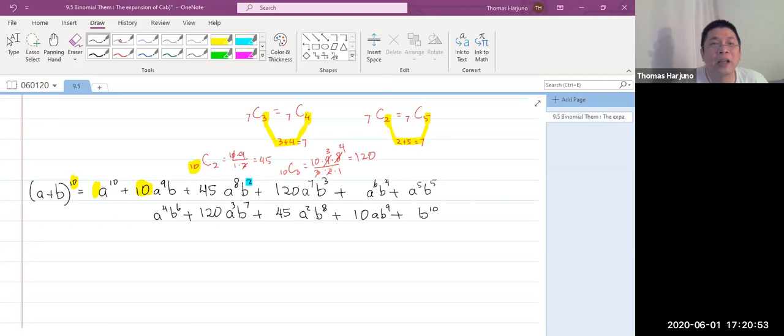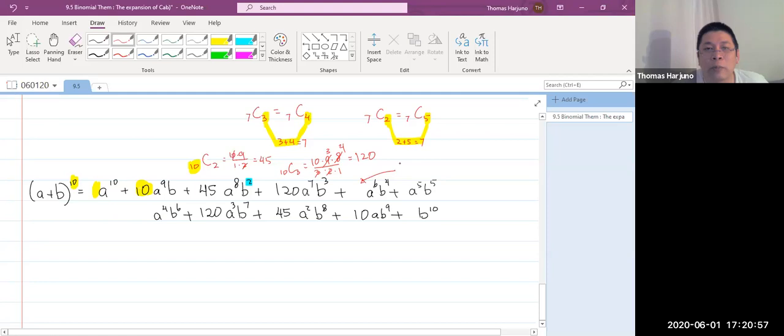Now, let me go on here. The same pattern. This is 10 combination 4. The 10 comes from the exponent 10, and the 4 here comes from the exponent of b, the exponent of the second variable. Even though you know that if you do 10 combination 6, you will get the same thing.